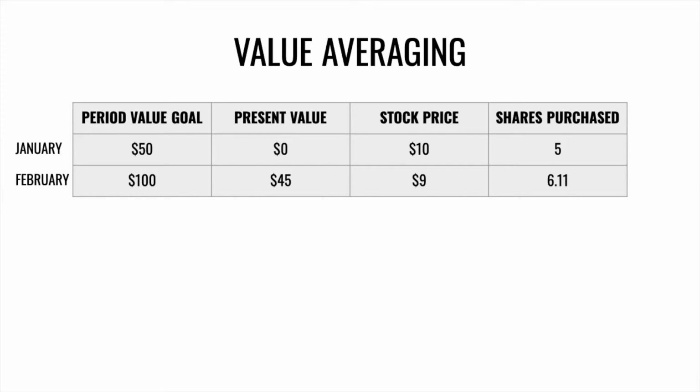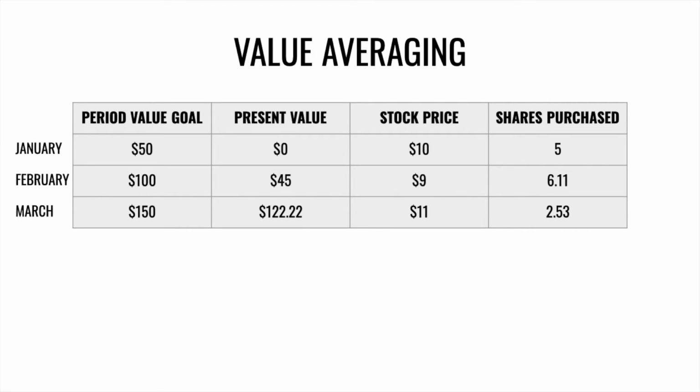So what's the present value of my investment from January? My present value of my January investment is $45 because I purchased 5 shares in January, but now the stock price is $9. 9 times 5 is 45. So that's the present value. So in order to get to $100 then in February, I need to invest $55 in order to get to that 100. So I'm going to take 55 and divide by $9. And when I do that, I get 6.11. So I'm going to buy 6.11 shares of XYZ at $9 on February 1st.